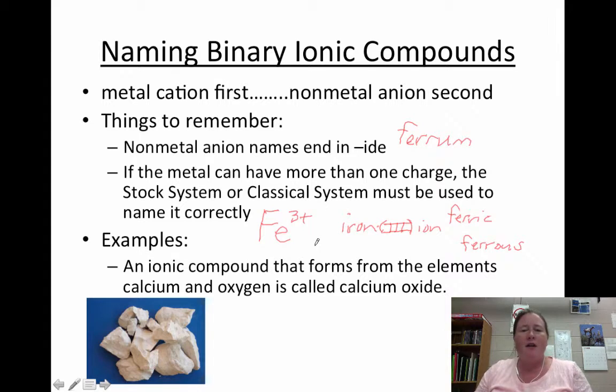Here's another example of an ionic compound that can form from calcium and oxygen. It is called calcium oxide. So again, the name of the metal ion first, the name of the nonmetal ion second, and ending in IDE. This is known as quicklime, and it is used in the cement industry to act as a binder in making cements.